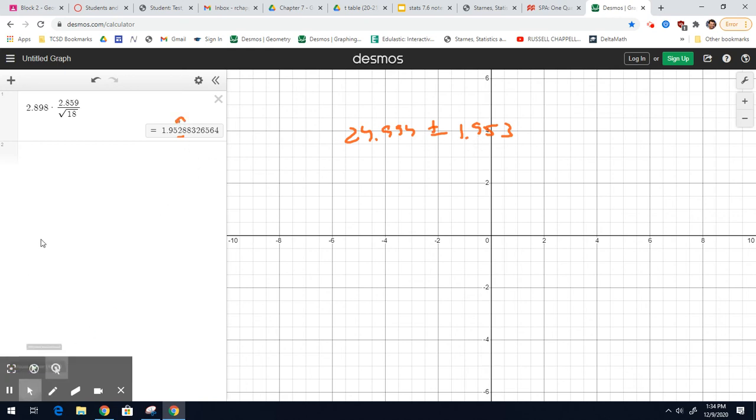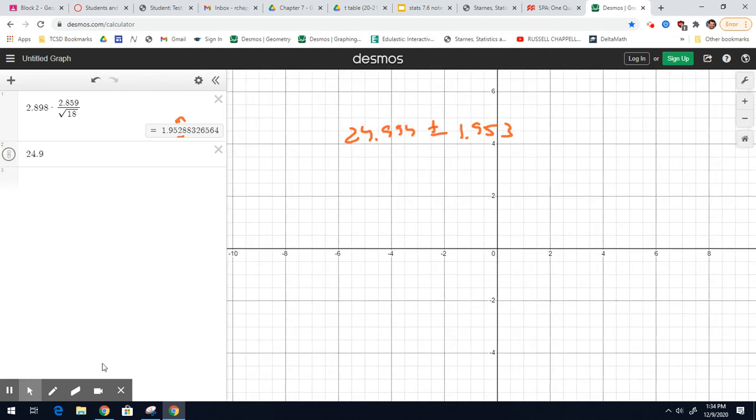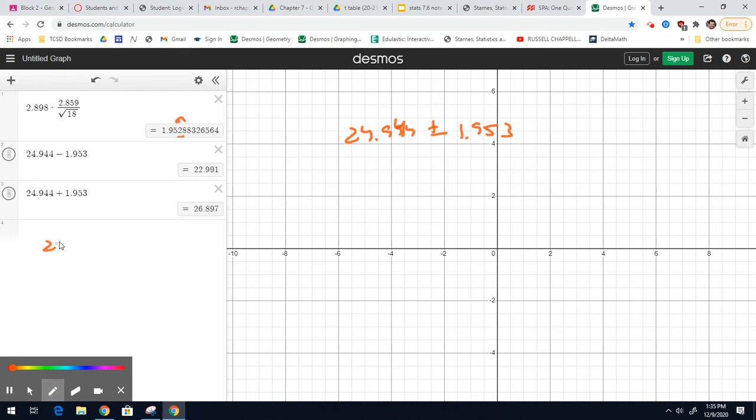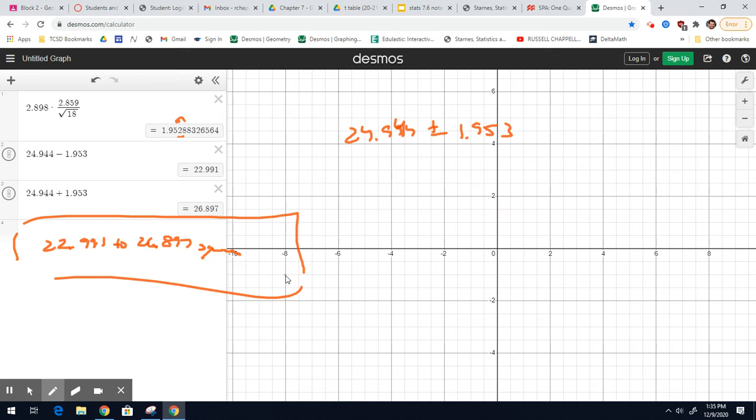And now I'm going to take those numbers and I'm going to subtract and add them. 24.944. So I'm going to take that 24.944 minus 1.953 and 24.944 plus 1.953. And there is going to be my confidence interval. So my confidence interval is between 22.991 to 26.897, and that'd be squares of toilet paper. That's the confidence interval I was looking for.